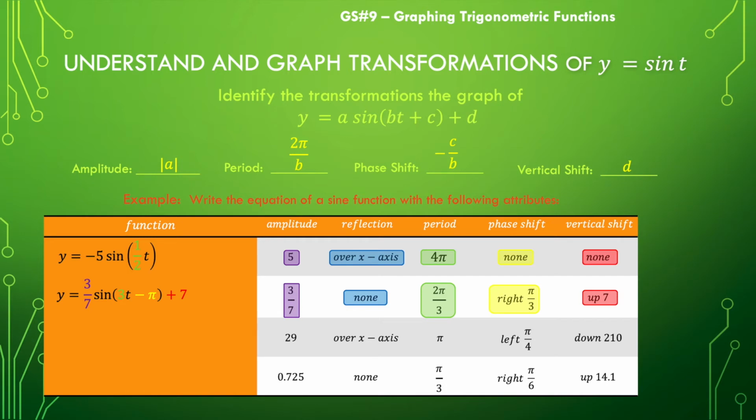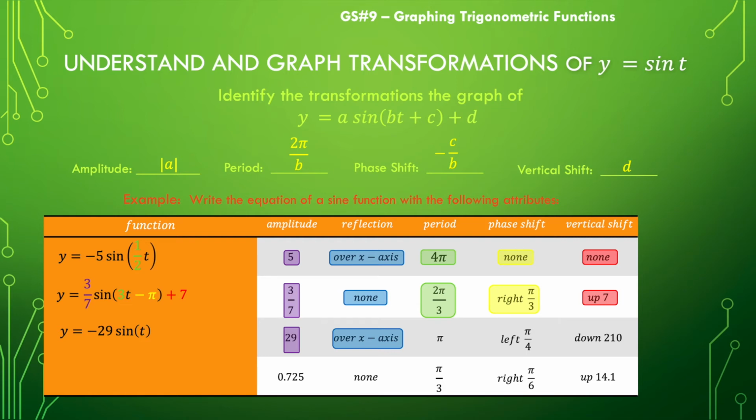Okay, next example, we have our parent function, y equals sine of t. We'll go ahead and add the amplitude in there. Y is equal to 29 times the sine of t. We will add the reflection, which means we need to put a negative out in front of it, right? Y is equal to negative 29 times the sine of t.